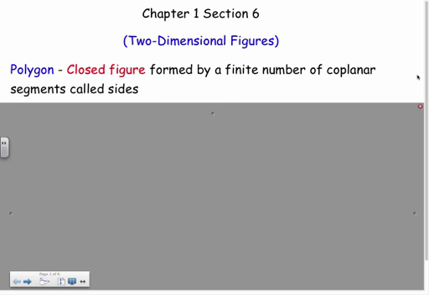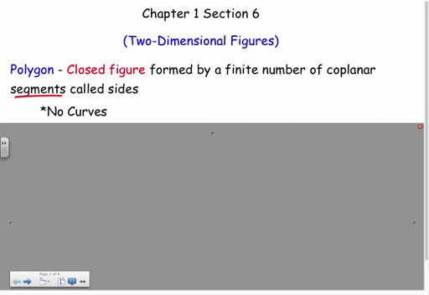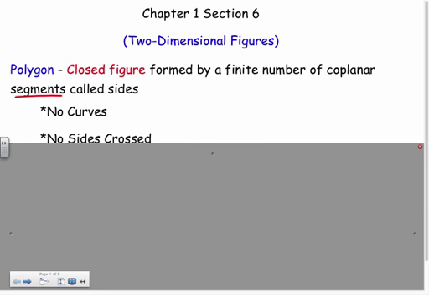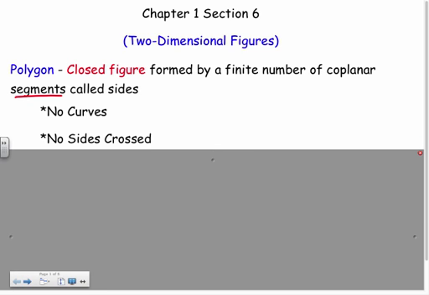And if you notice, they're made up of segments. So first thing, no curves. Polygons cannot have curves. So circles are not polygons, or semicircles. Anything with a curve is not a polygon, because they're made up of segments. Also, no sides can cross, because it's a closed figure. So for something like this, that is not a polygon, because I have sides that cross. So no crossing sides and no curves for polygons. Got to be made up of segments.